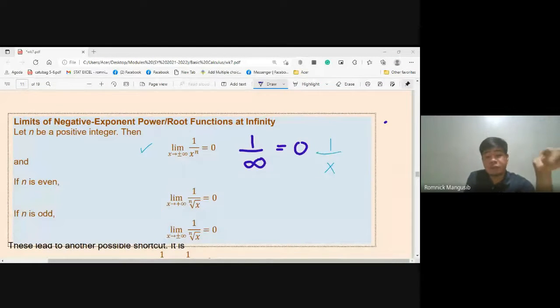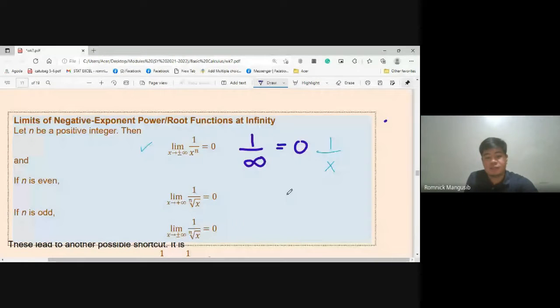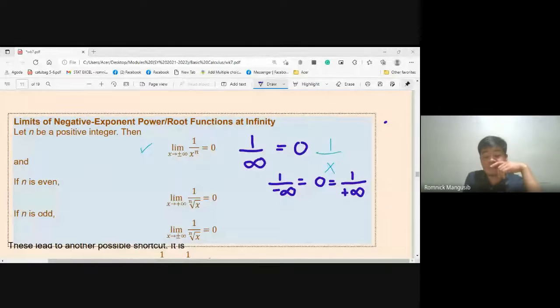Kung ang denominator ay tuloy-tuloy sa pag-decrease, or if you have 1 over negative infinity, or kung ang denominator ay tuloy-tuloy sa pag-increase, they remain to be 0. Okay? Yun ang sinasabi niya. Okay, so that's it. That's how we understand it. So 1 over infinity is 0.